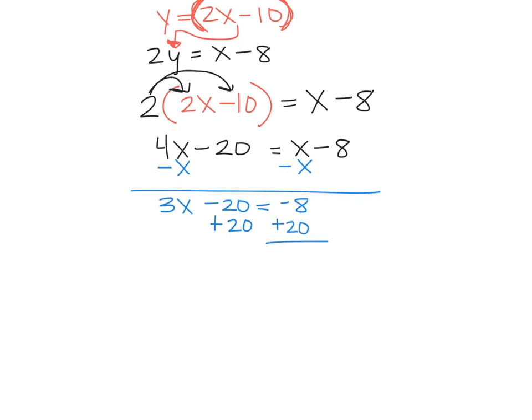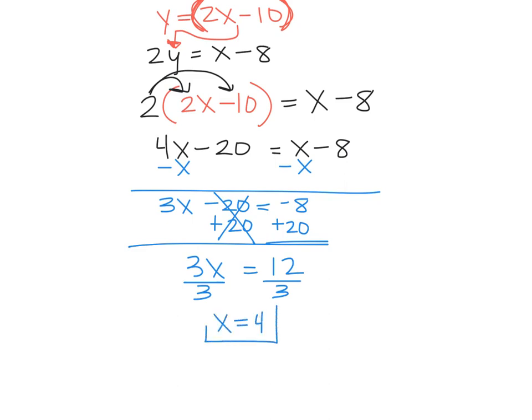Be careful with this step because I feel like this is where a lot of people make a mistake. It's 3x equals what? 12, right? A lot of people just add that or subtract it as if they're both positive or both negative. One's negative, one's positive. So negative 8 plus 20 is 12. Then you're going to divide by 3, which equals 4. So x is 4.